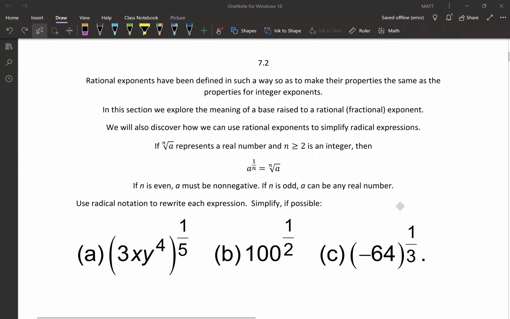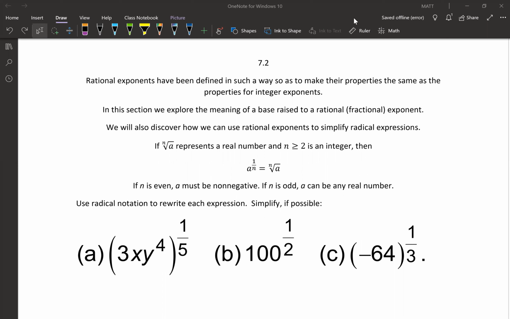Okay. So 7.2, we're going to talk more about exponents. 7.3, 7.4, we're going to do the same thing. And in 7.2, we'll talk about roots again, and we'll talk about them as a fractional exponent.